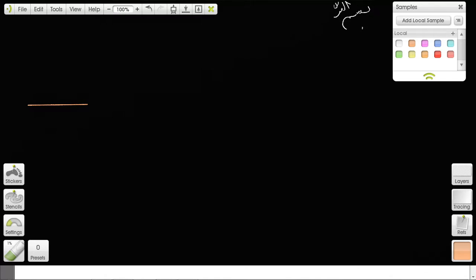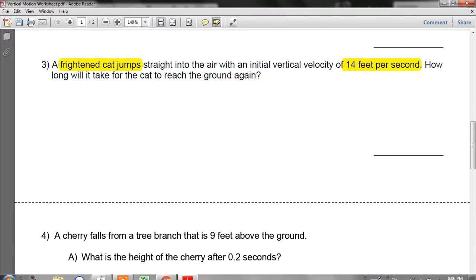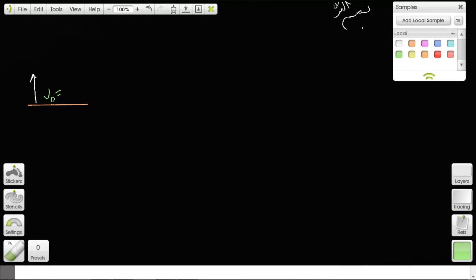So this frightened cat jumps off from the ground, like this, and it has an initial velocity. Here's the initial velocity. I put V0 for initial velocity. The initial velocity is 14 feet per second, okay? So the cat's jumping 14 feet in 1 second. That's pretty fast. 14 feet per second is the initial velocity of the cat.